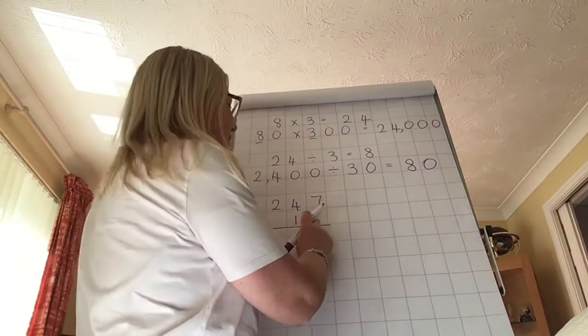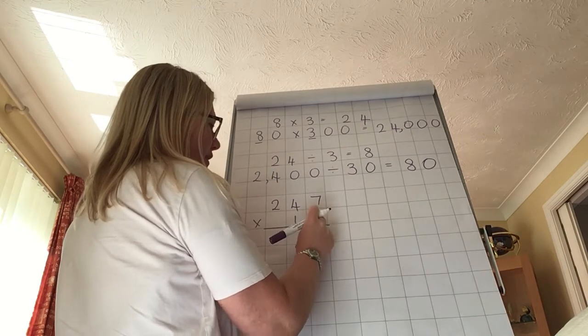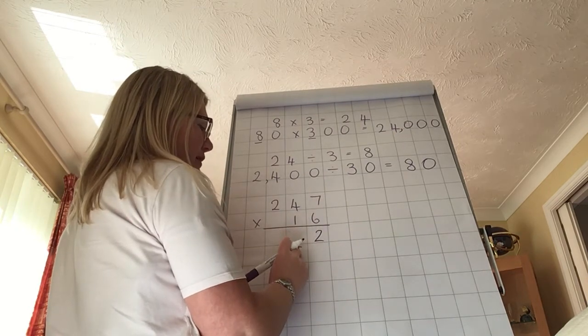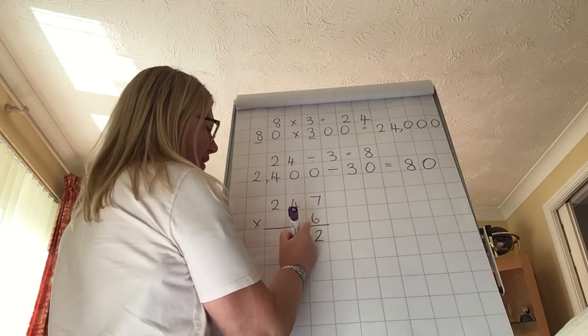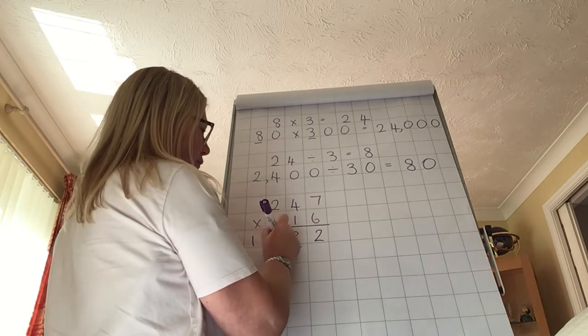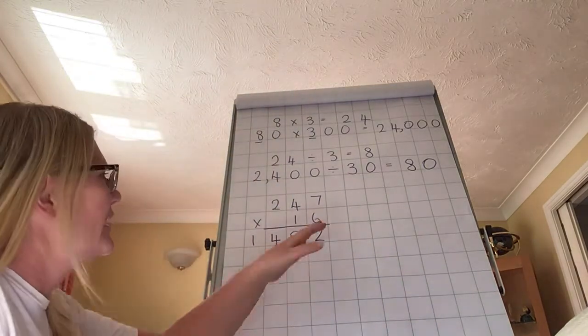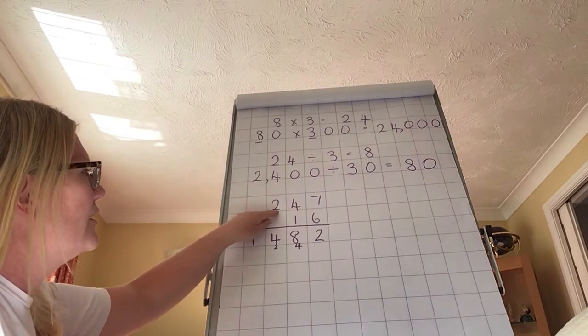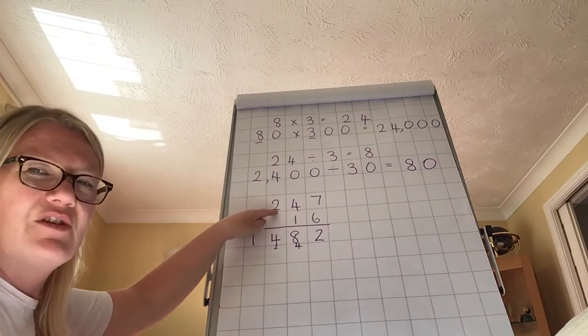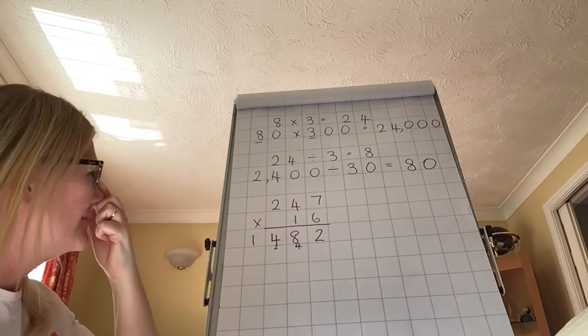So 6 sevens are 42. 6 fours are 24. Plus 4 is 28. 6 twos are 12, plus 2 is 14. So let's just have a quick look. Is that a sensible answer here? 6 200s would be 1,200. It's bigger than that. Yep, that looks sensible.